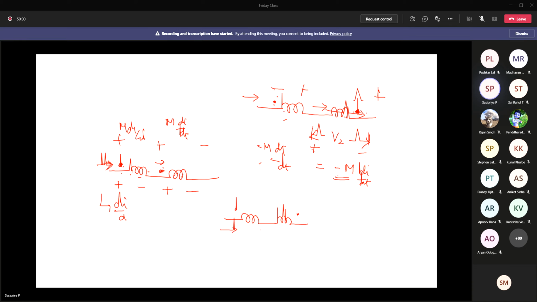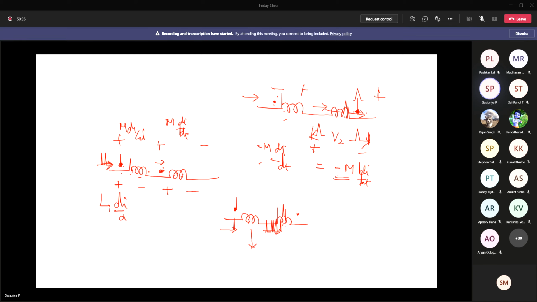Now my current is an entering current, as far as this dot is concerned. Due to this current, I have the mutual voltage at coil 2. Similarly, due to this current, we'll have the mutual voltage at coil 1, because we have current flowing in both the coils. So we'll have mutual voltage at both the coils. Now this mutual voltage we will try to find out, due to this current.